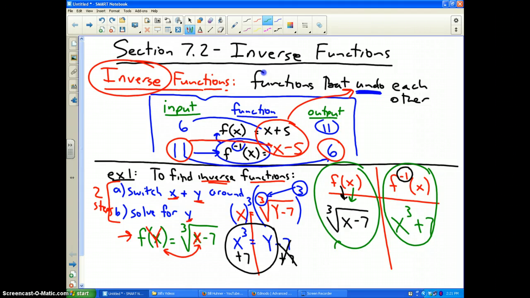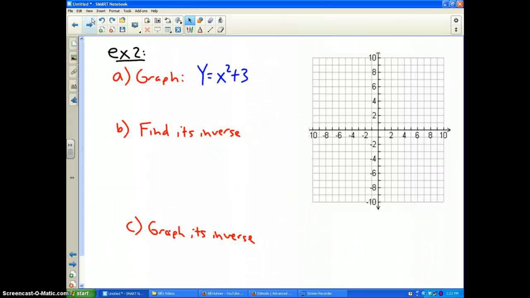Here's my function. Here's its inverse. I hope that makes sense. That's all you got to do. All right, let's look at a second example. It says graph y equals x squared plus 3.